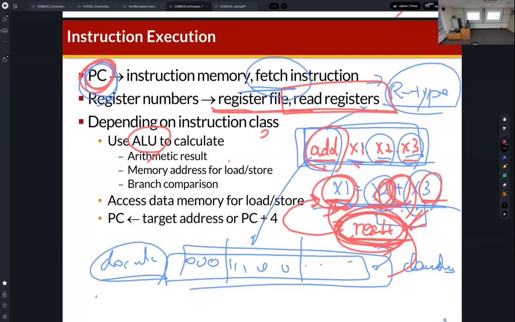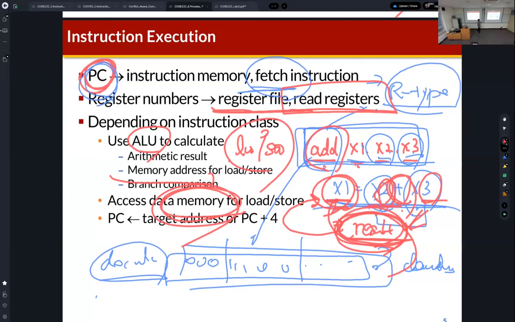I just explained the add instruction, but if the instruction is a memory instruction such as load word or store word, then if load word is executed, the data is read from the memory. And if the store instruction is executed, then the data is stored into the memory. So the memory needs to be accessed. Memory access is also required.